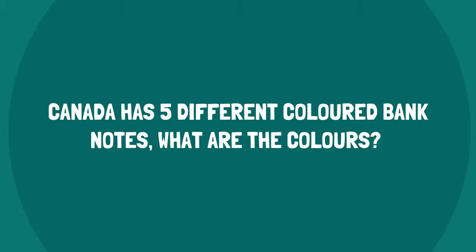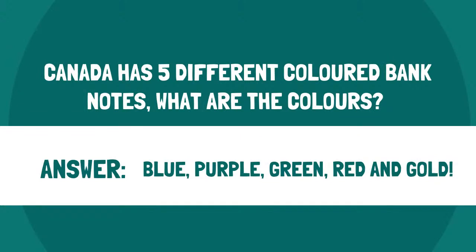I haven't forgotten about the trivia question, even though I don't think I saw anybody answer it. So here goes. The question was, Canada has 5 different colored banknotes. What are the colors? So that's blue, purple, green, red, and gold. Wow, I did not know there was a gold one. Blue, purple, green, red, and gold. That's the answer. If any of you answered and I missed it, I apologize, but I don't think you guys answered it. Nope. Anyway, makes sense.